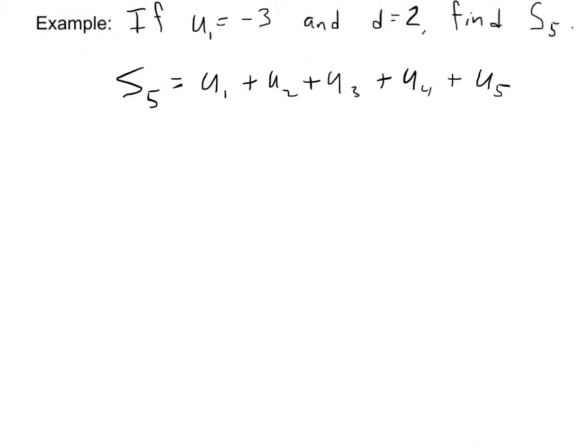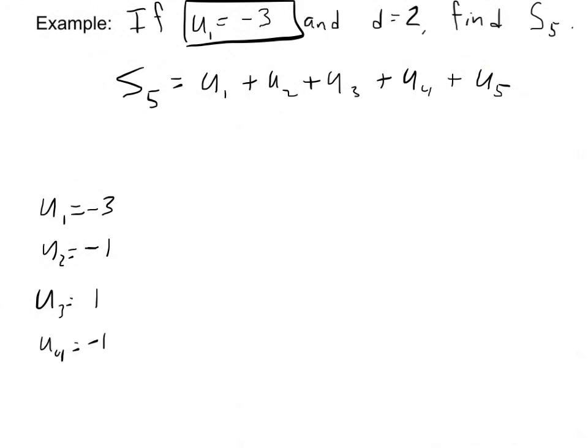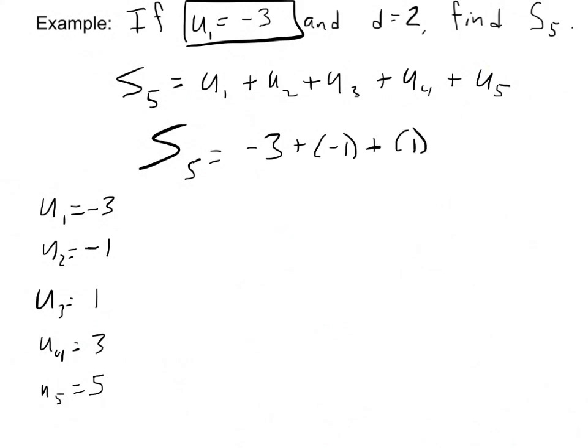We know what the first one of those terms is. Do I know what the other ones are? I suppose not yet, but if we know the common difference is 2, we know that the first term is -3, the second term is, add 2 to that, -1, the third term is 1, the fourth term is 3, and the fifth term is 5. So that means S5 is -3 plus -1 plus 1 plus 3 plus 5.